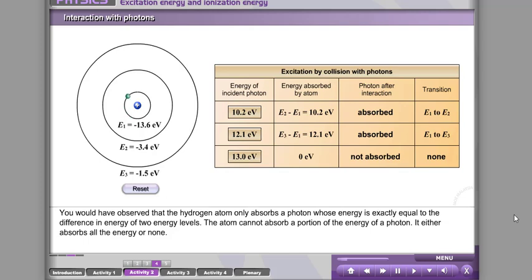You would have observed that the hydrogen atom only absorbs a photon whose energy is exactly equal to the difference in energy of two energy levels. The atom cannot absorb a portion of the energy of a photon. It either absorbs all the energy or none.